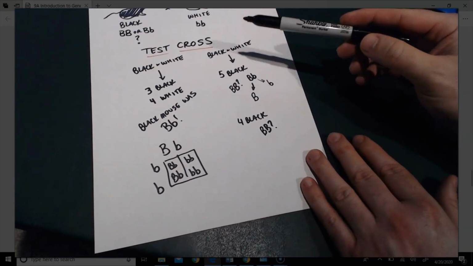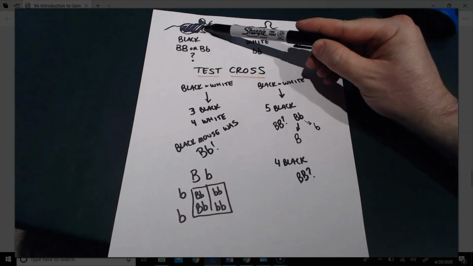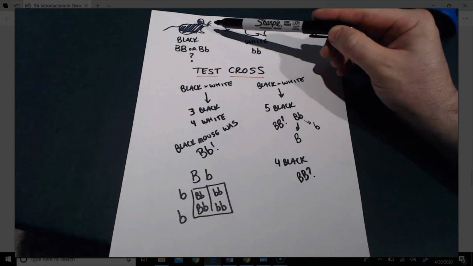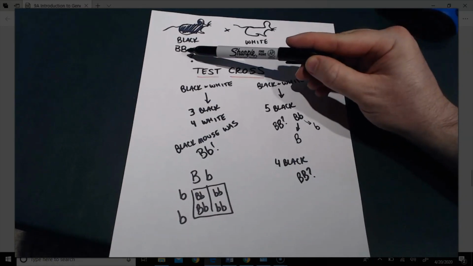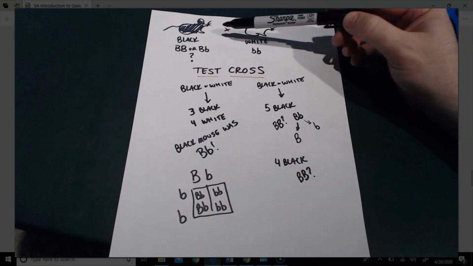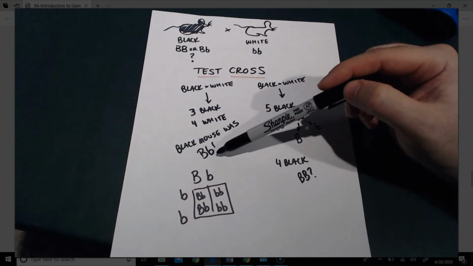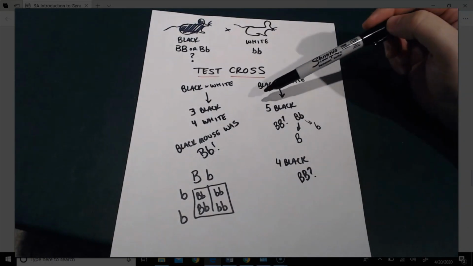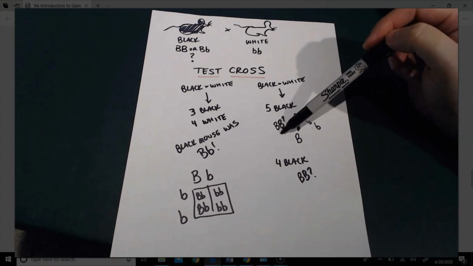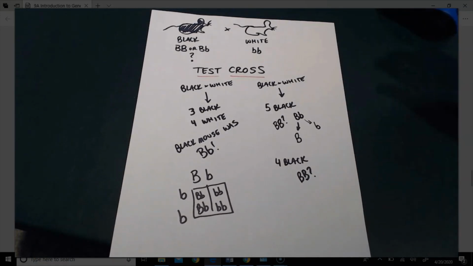But point is, a test cross is when you have a known phenotype, black, okay, but an unknown genotype. Big B or big B little b, we don't know. So how can you find out? You test cross it. You cross it to a homozygous recessive, and then you look at the kids. If you get any white kids whatsoever, you know that he had to be a heterozygote. And if you don't get any white kids, well, he's probably then homozygous dominant. Okay, that's a test cross.